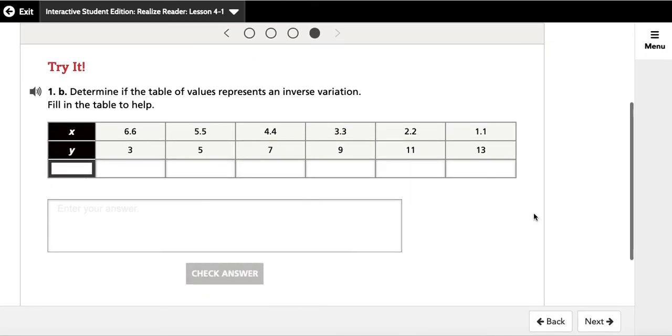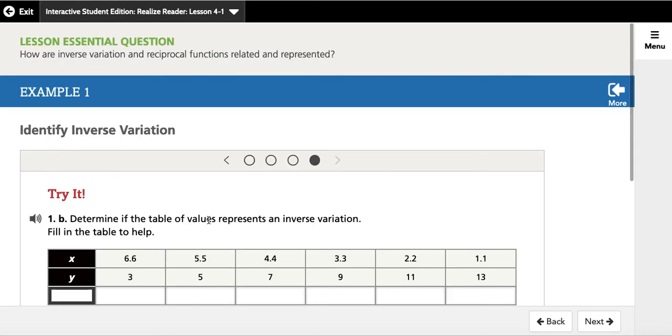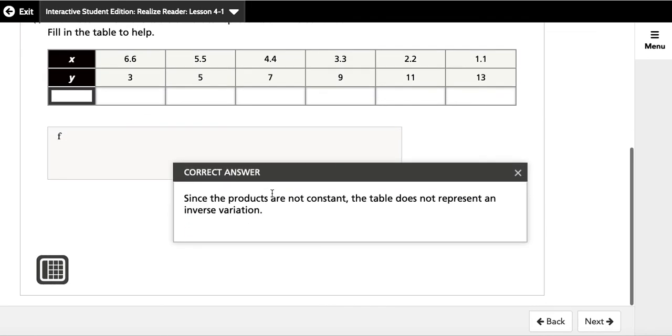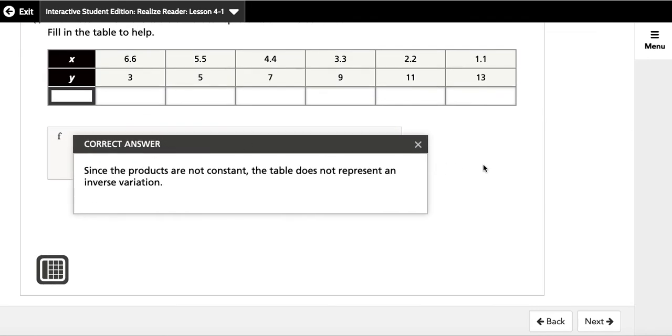All right, let's try out letter B. Is this an inverse variation? Click pause, come on back when you're ready. All right. 3 times, that might be like 19 something. 5 times 5, 25 something. 7 times 4, 28 plus. I don't think these are coming out the same. I could test it with a calculator, but just in my head I can see they're not really coming out to the same. So the products are not constant. The table does not represent an inverse variation.